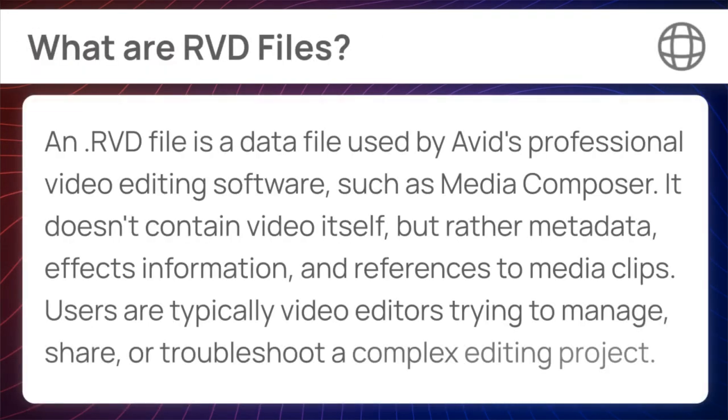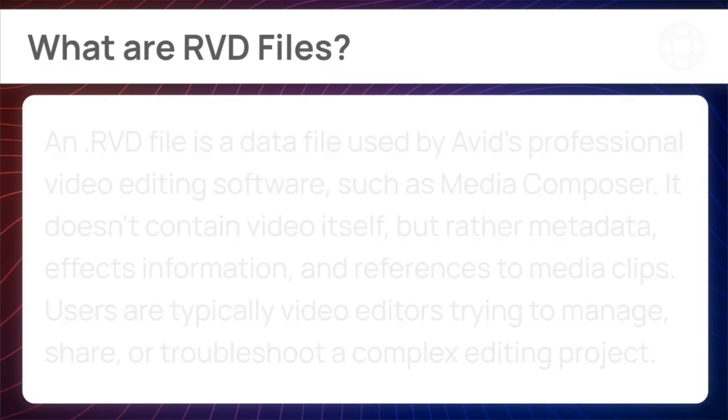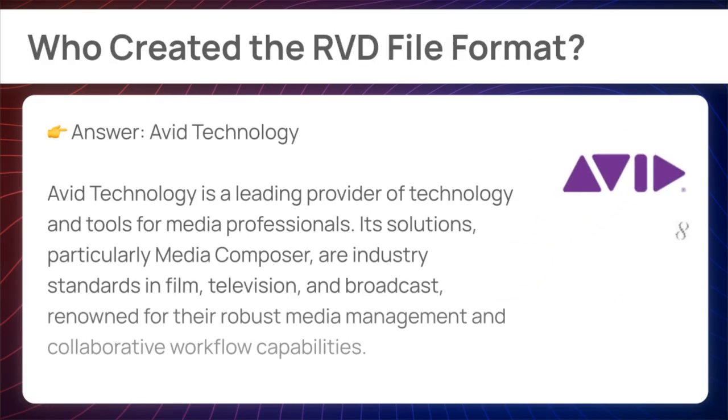An .rvd file is a data file used by Avid's professional video editing software, such as Media Composer. It doesn't contain video itself, but rather metadata, effects information, and references to media clips. Users are typically video editors trying to manage, share, or troubleshoot a complex editing project.